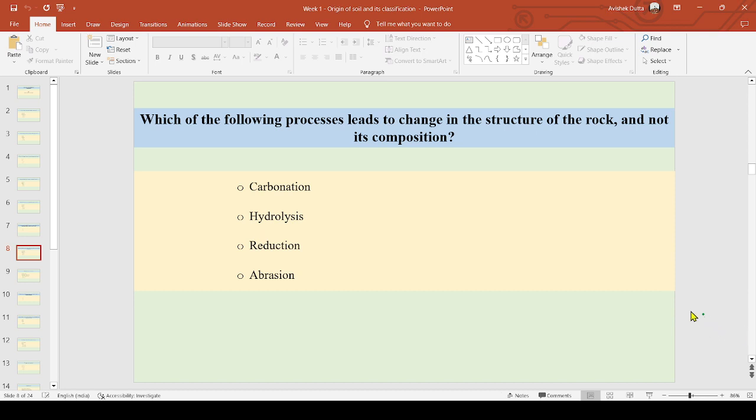Which of the following processes leads to change in the structure of the rock and not its composition? Your options are carbonation, hydrolysis, reduction, abrasion. I hope you know the meanings of the terms in the options.